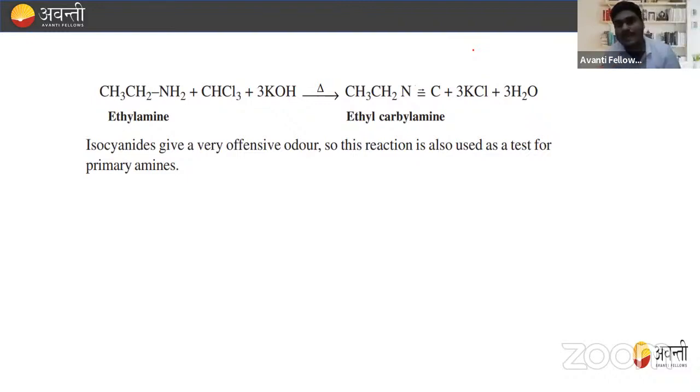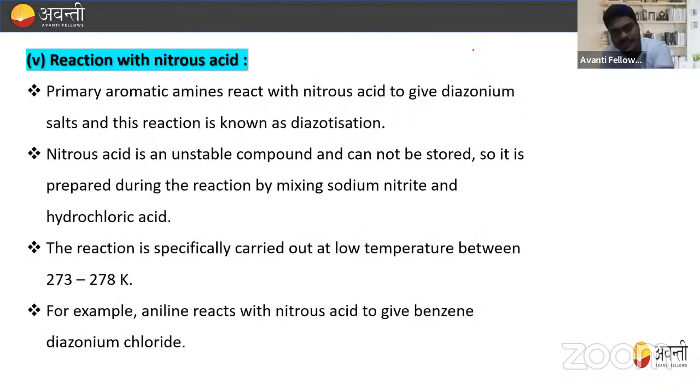So only primary amines give this test. Isocyanide gives a very offensive odor, meaning a very unpleasant odor. So this reaction is also used as a test for the primary amine.